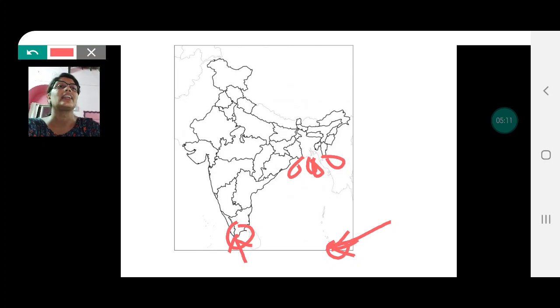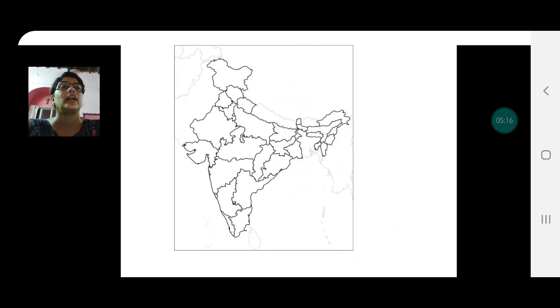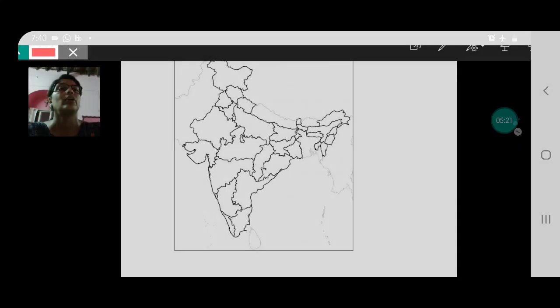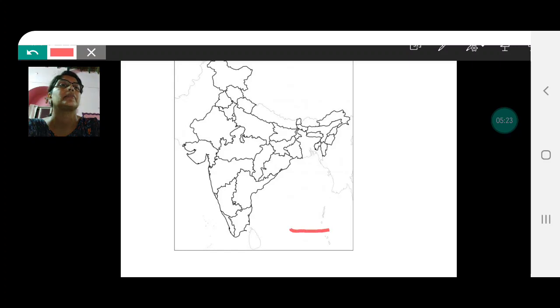And the 10-degree channel is situated between Andaman and Nicobar Islands, and therefore our 10-degree channel comes here.